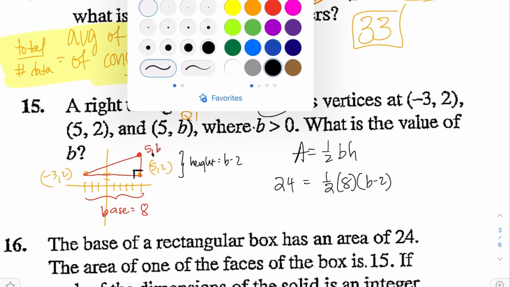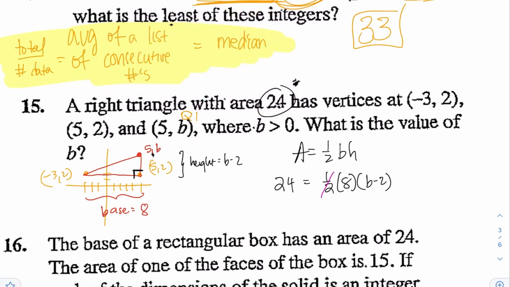So we can solve for everything here. 1/2 of 8 is equal to 4. You have 4 times b minus 2 is equal to 24. If you divide by 4 on both sides, you get 6 is equal to b minus 2. Add 2 to both sides, you know that b has to be equal to 8. So the point will be 5, 8. But you just want to know the value b, so that's going to give you 8 as the answer.